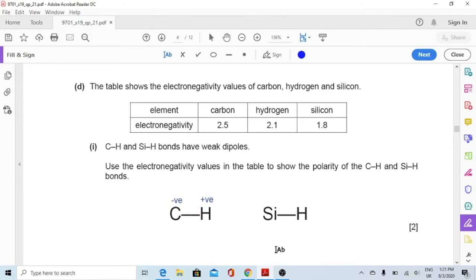While in this diagram, Si-H, silicon has a lot lower electronegativity as compared to hydrogen. So Si will have a partial positive charge while hydrogen will have a partial negative charge. Alright.